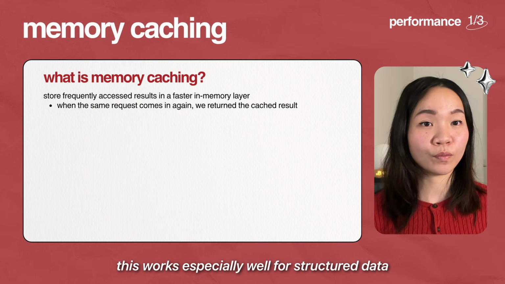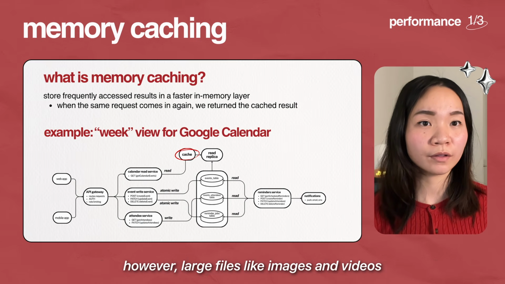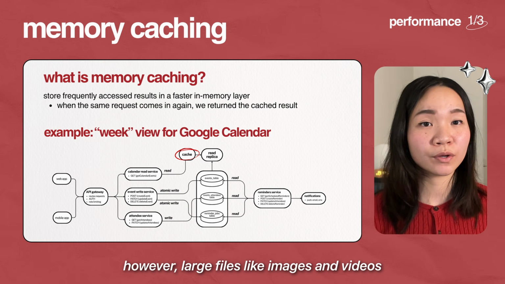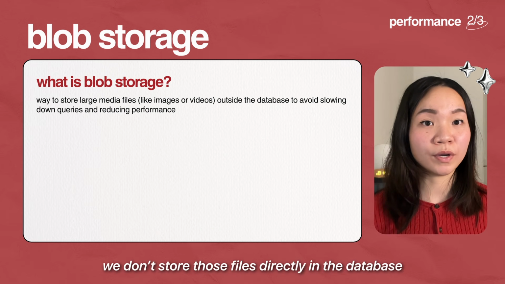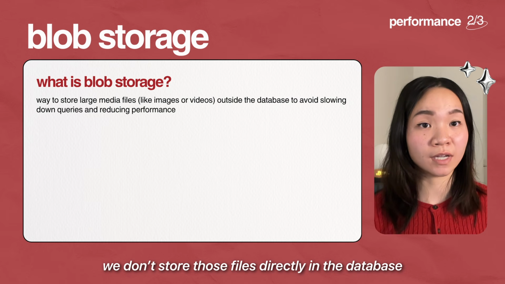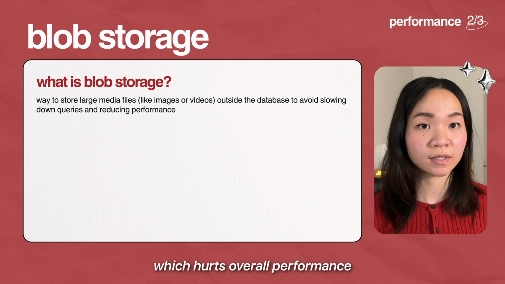This works especially well for structured data like calendar events in Google Calendar that are read frequently. However, large files like images and videos require a different storage approach. When users upload media, we don't store those files directly in the database. Large files can slow down queries and increase storage overhead, which hurts overall performance.